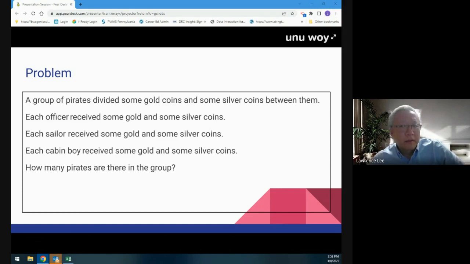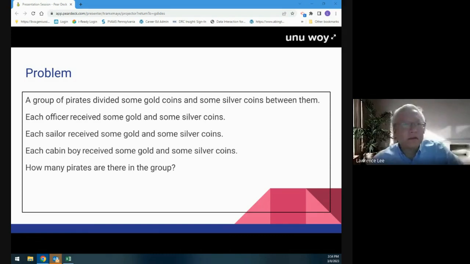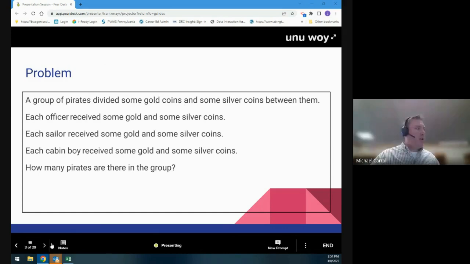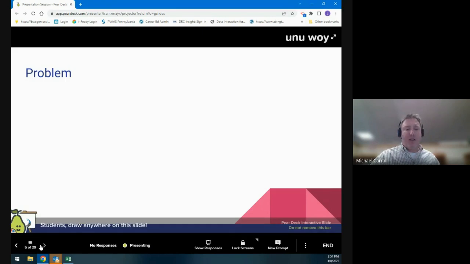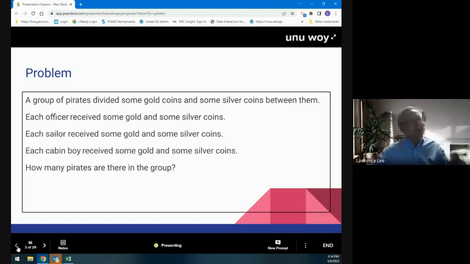Are you all able to type that into the actual Pear Deck slide? You're not able to type it into the slide or draw on it. Okay, I thought I set this up to draw in. Well, I think slide 5 is set up for drawing. If you want to skip to slide 5, they can. That's a big giveaway. All right, so let's do this verbally or through the chat.